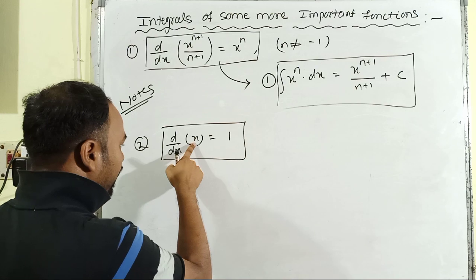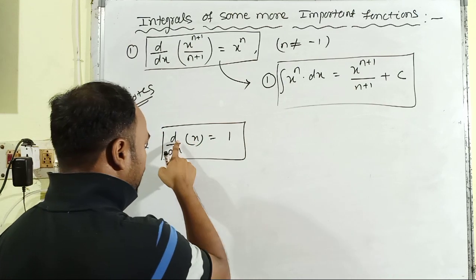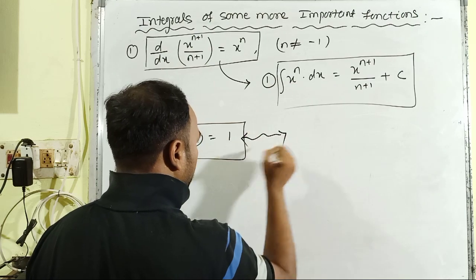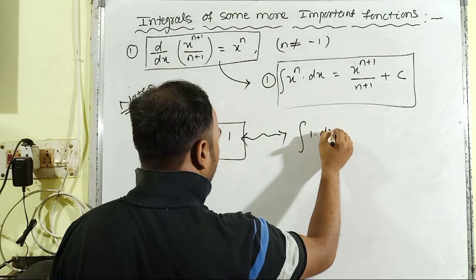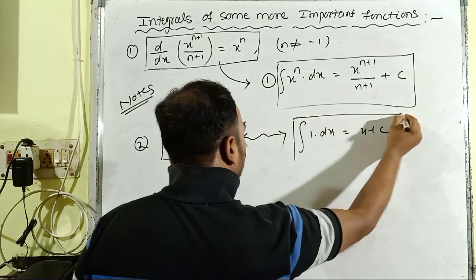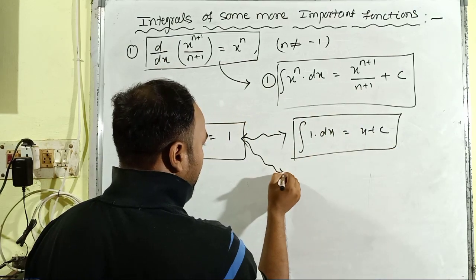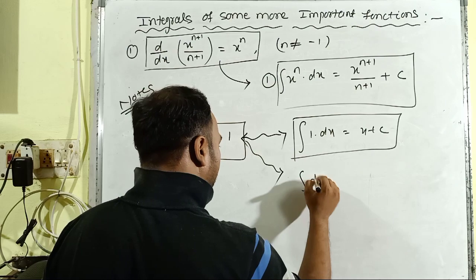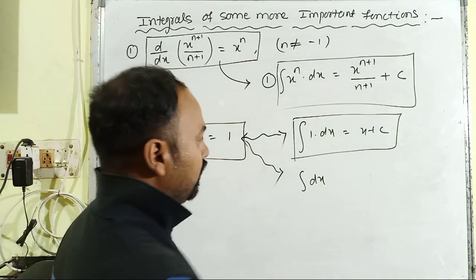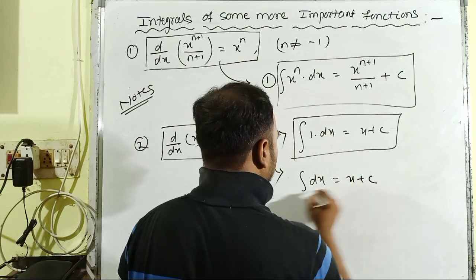If the derivative of x with respect to x is 1, then by reversing this condition, we can have integral of 1 with respect to x, it is x plus c. Or also you can write it in a different manner, integral of dx, it is x plus c.